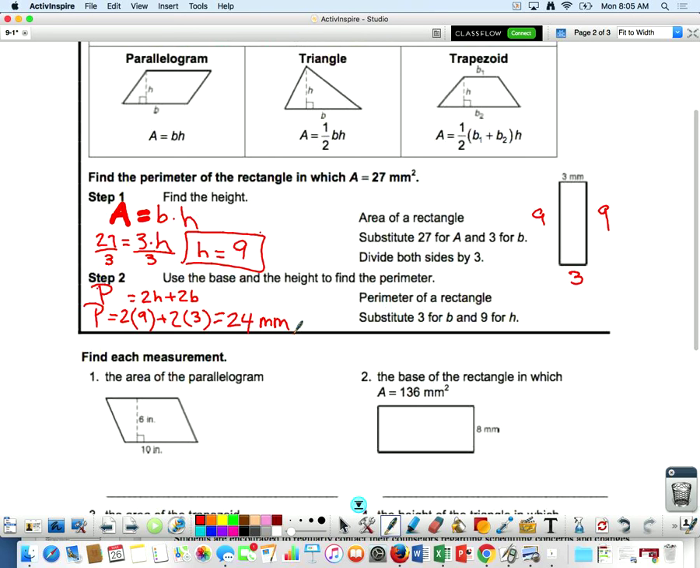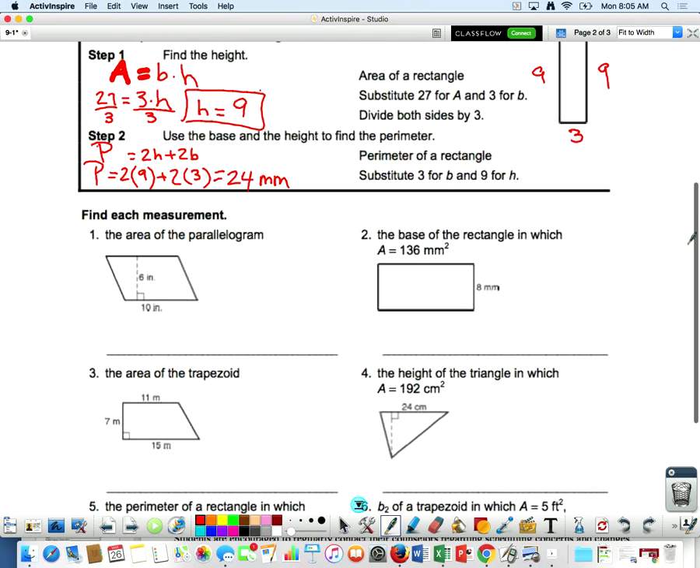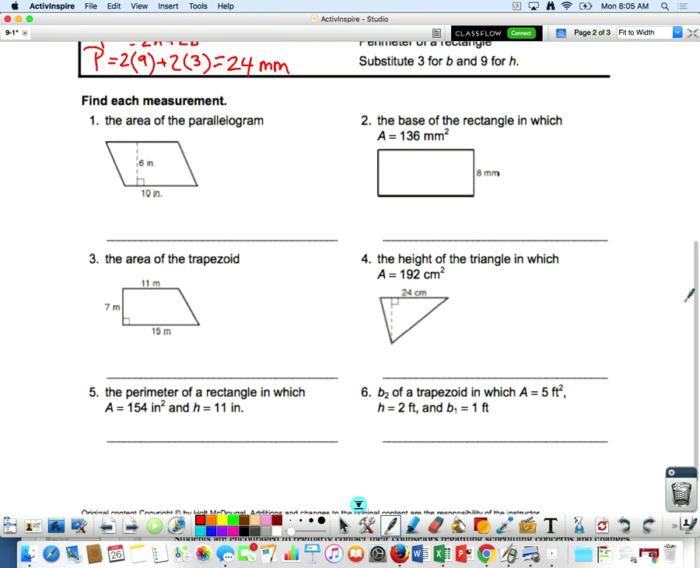All right. So I'm going to do one with you. The rest is going to be homework for this side, and then we're going to go through and do examples on the back too. All right. Area of the parallelogram on your sheet. Use what you have on your sheet. It tells you the formula.